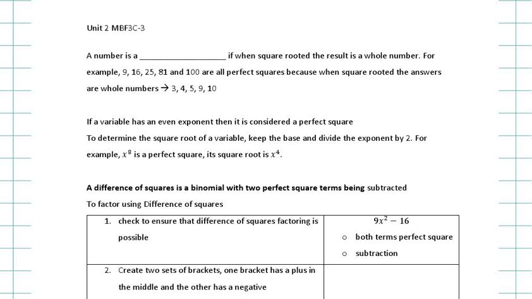These numbers come from squaring. 1 squared is 1. 2 squared is 4. 3 squared is 9. I get 6 all the time. This is the most common mistake. 3 squared is not 6. 4 squared is 16. 5 squared is 25. 6 squared is 36.